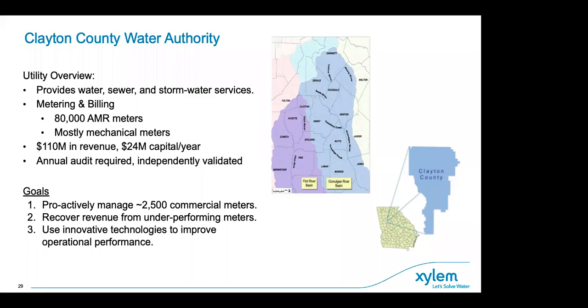So the goal was that they wanted to be able to proactively manage 2,500 commercial meters, so large meters. They wanted to recover revenue from any meter that had been identified as underperforming. And they wanted to do this in a more efficient way than their status quo method, which was bench testing.